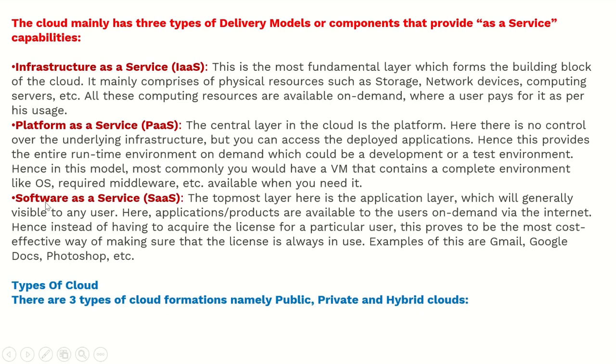The third one is called software as a service, that is SaaS. The topmost layer here is the application layer, which is generally visible to any user. Here applications and products are available to the users on demand via internet.